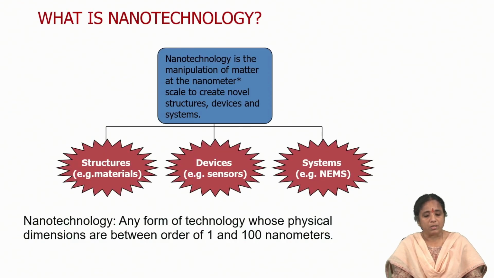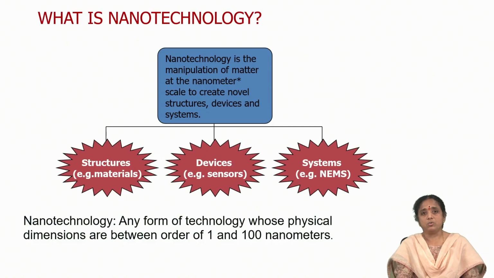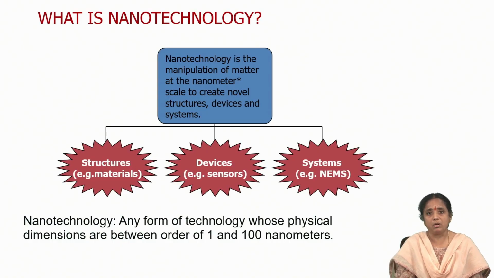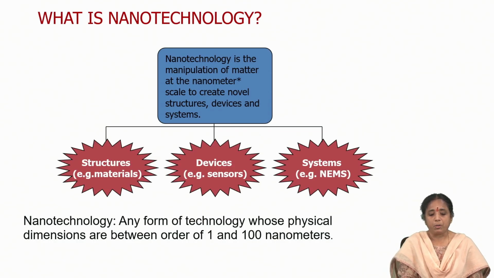Now coming to the next one, what is nanotechnology? Any product you prepare at the nanoscale and use at the target, and in the making of any device, then we say that nanotechnology is used, nanotechnology is developed. So any form of technology which uses physical dimensions in the order of 1 to 100 nanometers, we say it is nanotechnology. First of all, we prepare the material, we prepare the structures, then we can use them in the devices, then we can use them in the development of systems also.